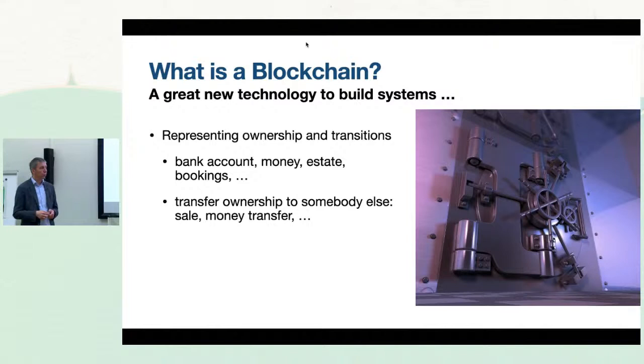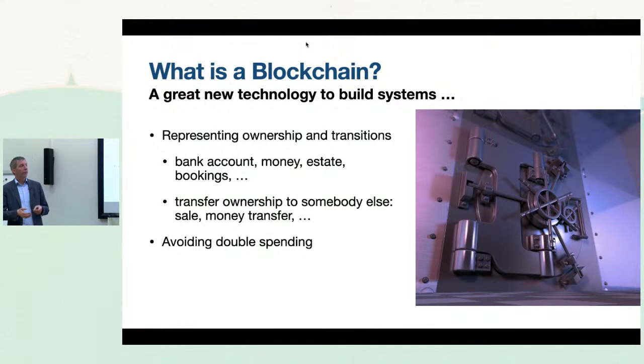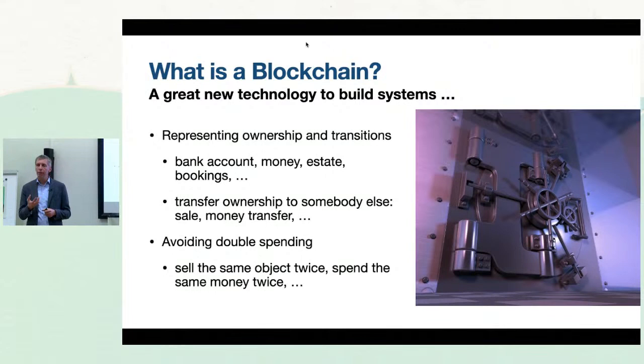Transferring ownership to somebody else means we have some sales, some money transfers, estate transfers, whatever. And the most important thing here to make this safe and secure is to avoid double spending. Double spending means we are not able to sell the same object twice or spend the same money twice. So spending money for one product and the same cash or the same bill for another one should be avoided. With physical money it's easy, because if I'm not able to make a valid copy that somebody else accepts, I have no chance for double spending.